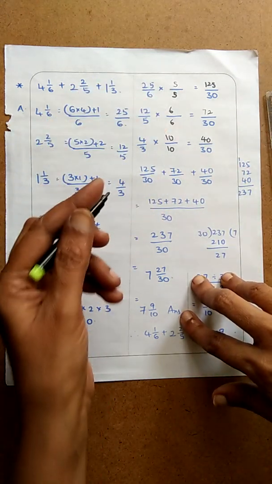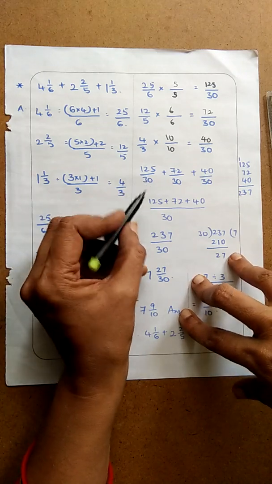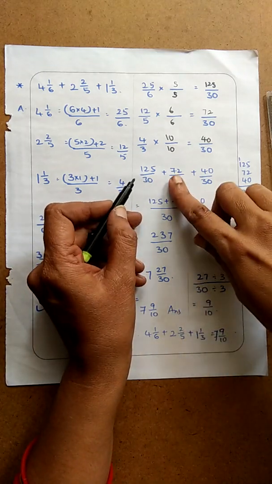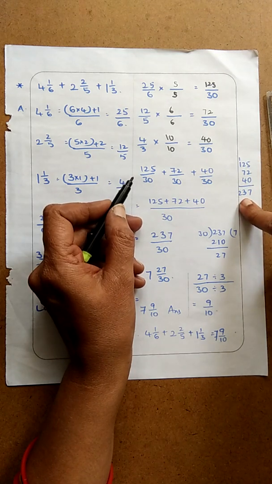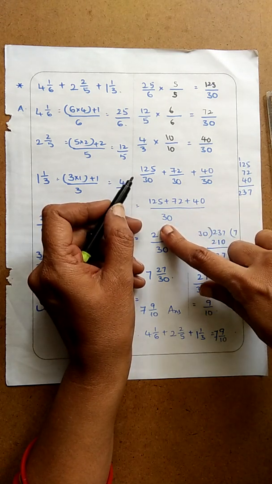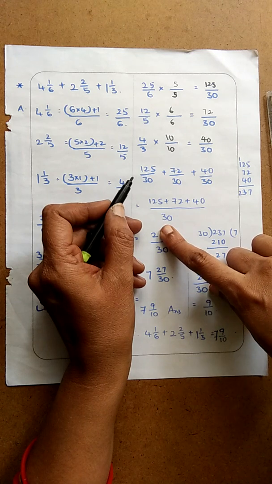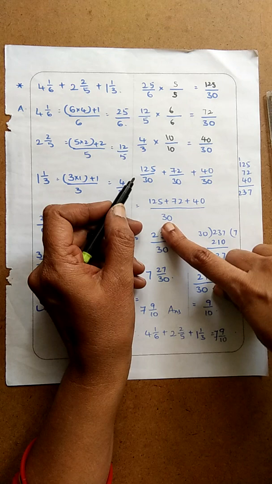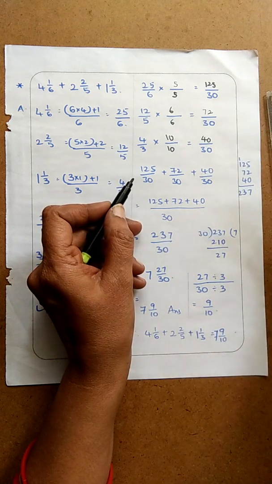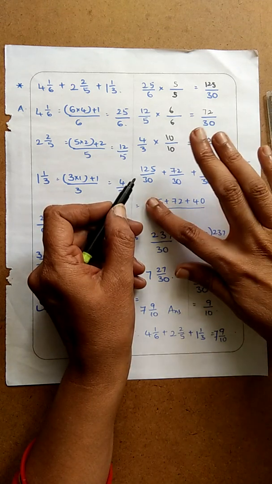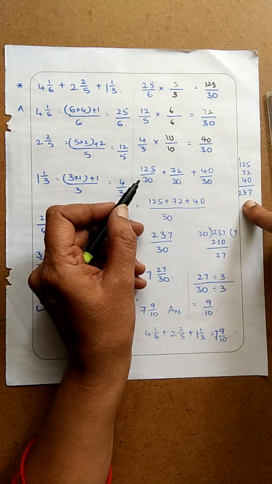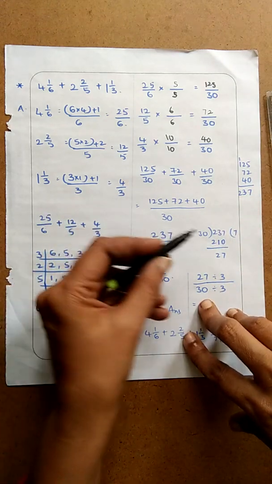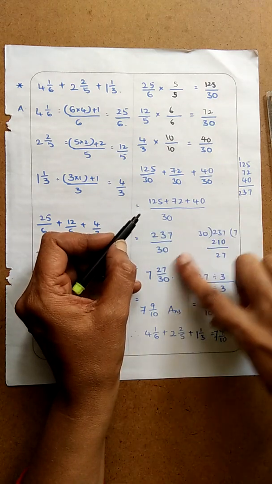Now, let us add all the numerators. So, 125 plus 72 plus 40 will give you 237. And remember, 30 is common. There is no addition of the denominators. Same denominator 30. Don't get confused. Only add the numerators. So, you got 237 by 30. Now, it is an improper fraction.